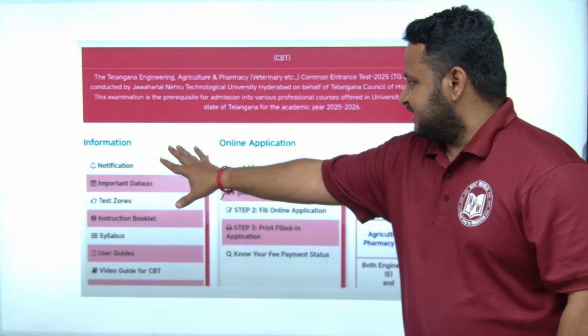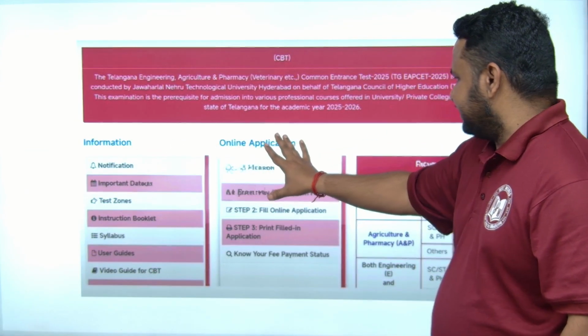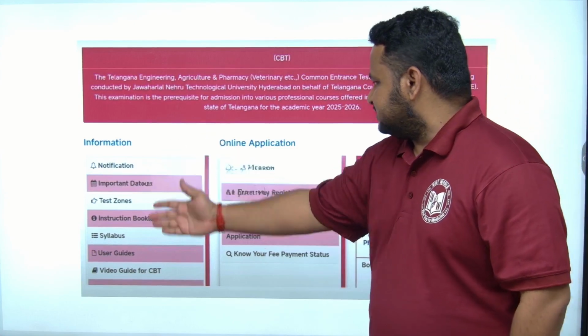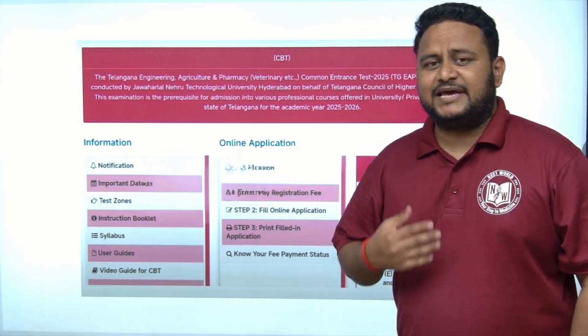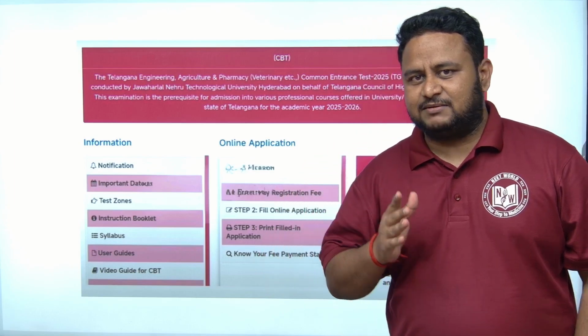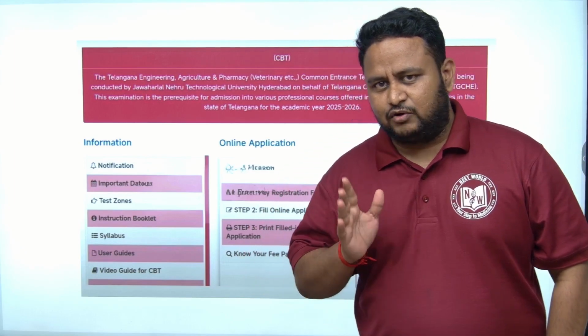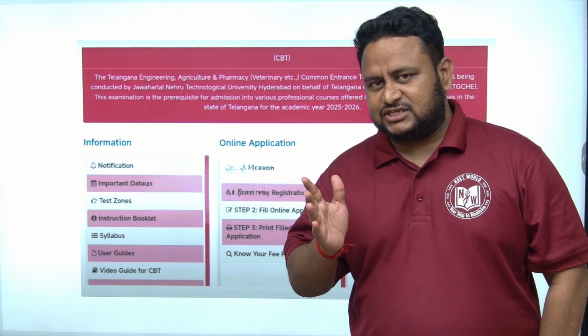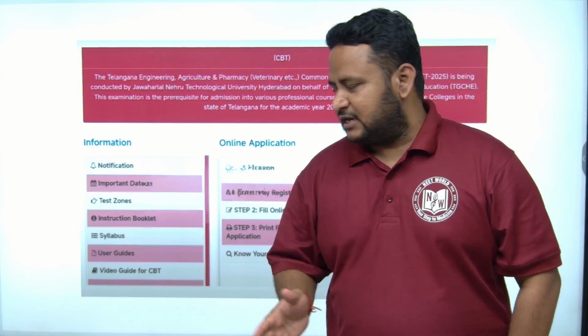One section contains information, and the other is about the online application form. This information has the important dates. The application window is from March 1st to April 4th. Just because your exam is done by March 20th or 21st, don't relax. Please know that your application is ending by April 4th. So let's get started, friends.